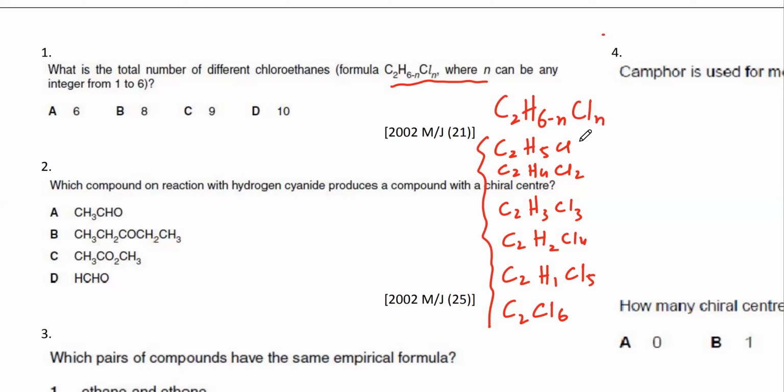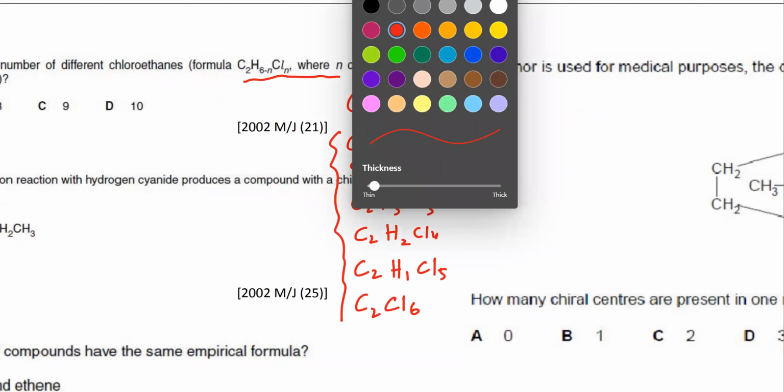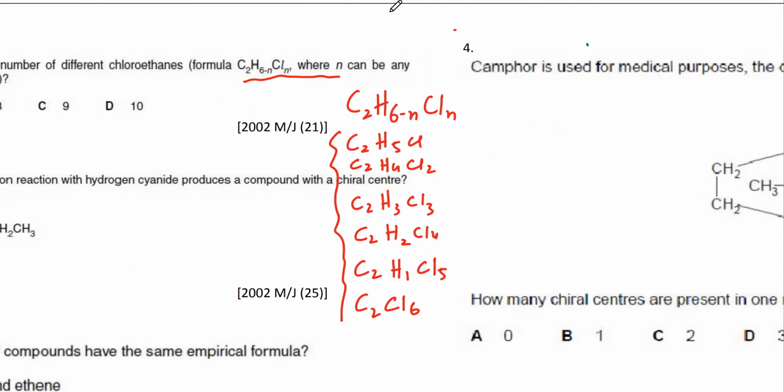But the thing is that each one would form isomers. So the question is not over yet. You have to look at each one of them. Is this clear so far? You're going to get 6 different molecular formulas, but each one is going to have further isomers. The first one has 5 hydrogens and 1 Cl. So that's only one version, so no issues there. The second one has 4 hydrogens, and it's got 2 Cls.